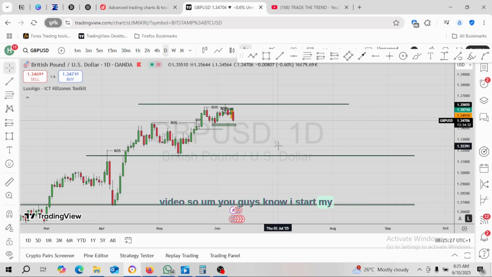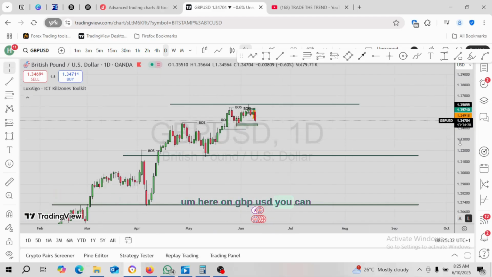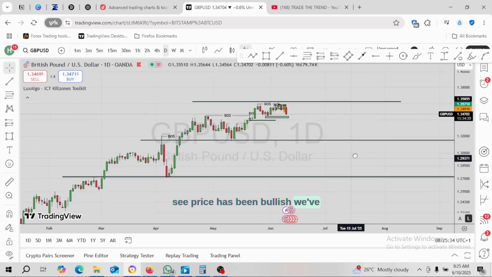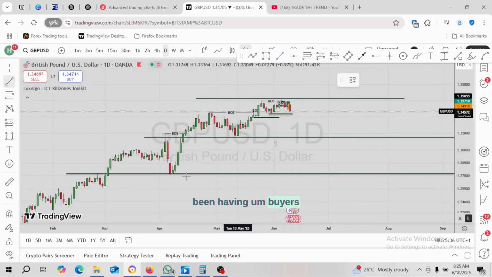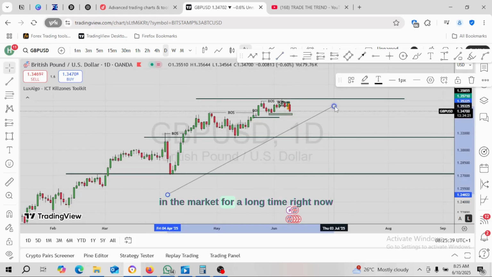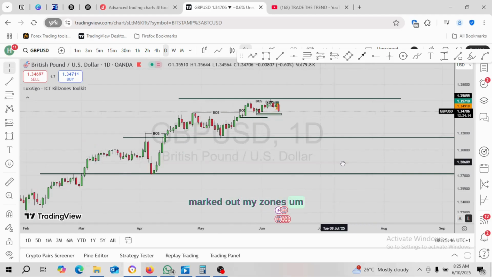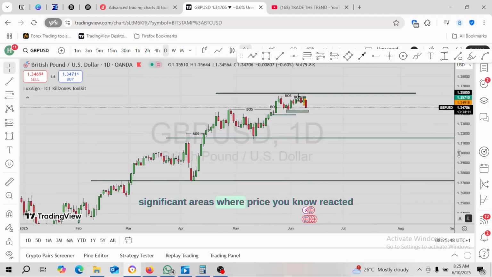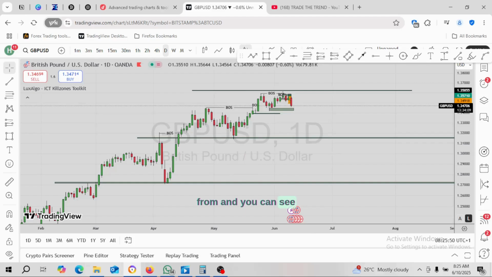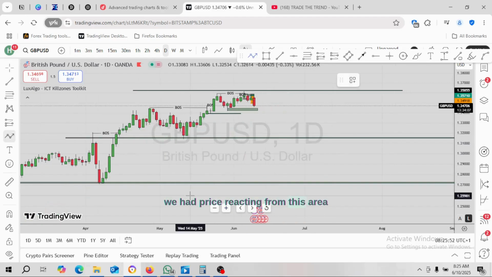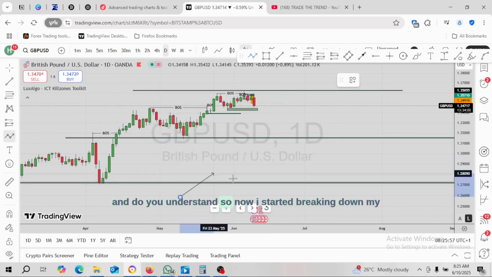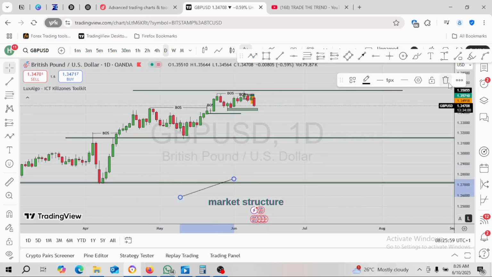So you guys know I start my analysis on the daily time frame. Here on GBPUSD, you can see price has been bullish. We've been having buyers in the market for a long time right now, and I marked out my zones, significant areas where price reacted from, and you can see we had price reacting from this area, reacted from this area. Do you understand? So now I started breaking down my market structure.